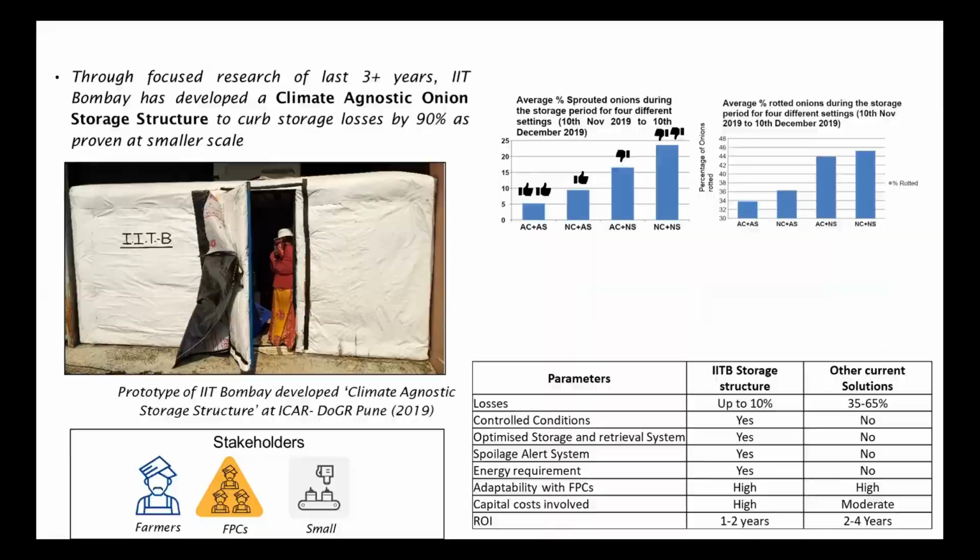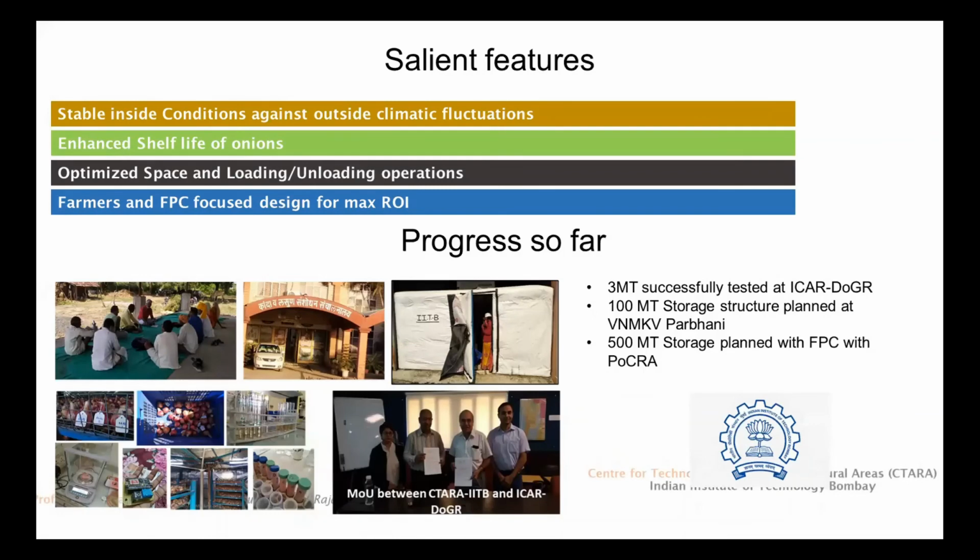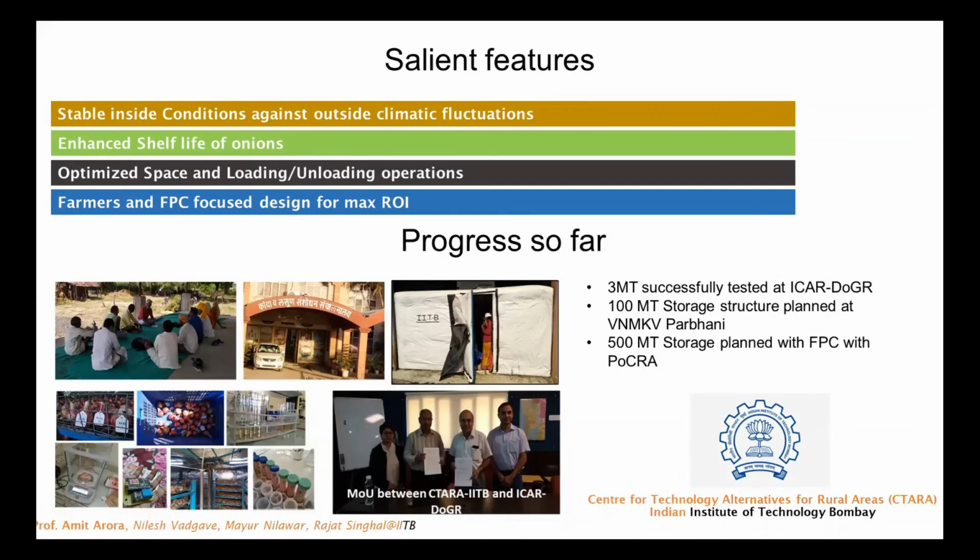One more thing I would like to mention here is, we have successfully demonstrated 3 tons and 20 tons also with DOGR. Now we are working with VNMKV Parbhani to set up a 100-ton unit. And we are also working with the Government of Maharashtra project on climate resilient agriculture with the project director there. It's a World Bank funded project. So we are targeting 500 tons to 1,000 tons of storage structures in different parts of dry land areas in Maharashtra. So this is ongoing work. We didn't realize that an MTech project can go this far, so we are happy about that. I'll be happy to take questions.